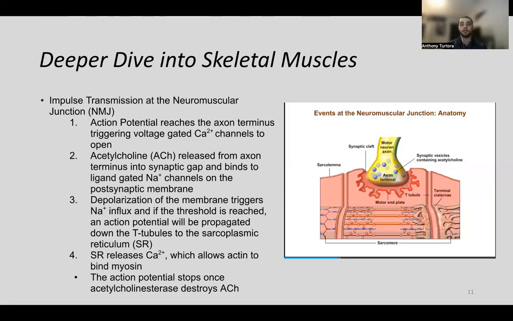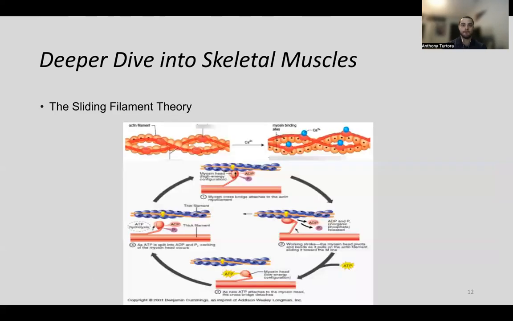Now we'll talk about the sliding filament theory specifically, which is the next step of what happens in muscle contraction, looking at the sarcomere specifically. All right, so here we have the sliding filament theory. As you can see, the different steps here, our first step is calcium, which is what the SR released out into the muscle cell.